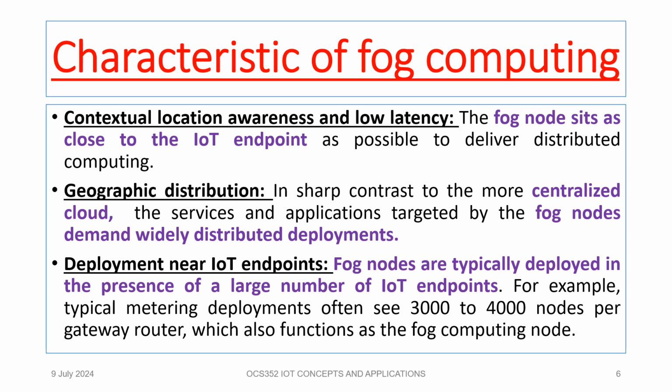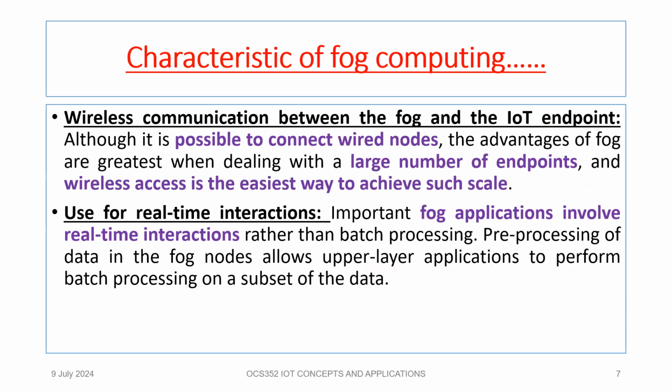Fog nodes are typically deployed in the presence of a large number of IoT endpoints. For example, typical deployments often see 3000 to 4000 nodes per gateway router, which also functions as a fog computing node. Another characteristic is wireless communication between the fog and the IoT endpoints. Although it is possible to connect wired nodes, the advantages of fog are greatest when dealing with a large number of endpoints, and wireless access is the easiest way to achieve that scale.